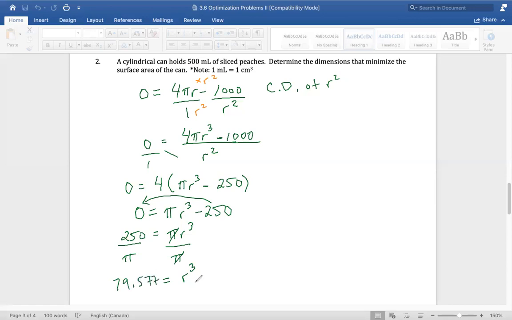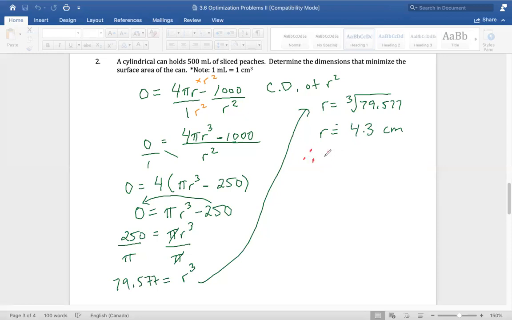So then, sorry, I'm going to move up here. Then r would equal the cubed root of that. Make sure it's not the square root. Make sure you're doing the cubed root. So our radius would be roughly 4.3. I don't have to put units, but that would be in centimeters, right? So therefore, just to have that in a different color, that's my critical number. I have a critical number at r equal to 4.3.